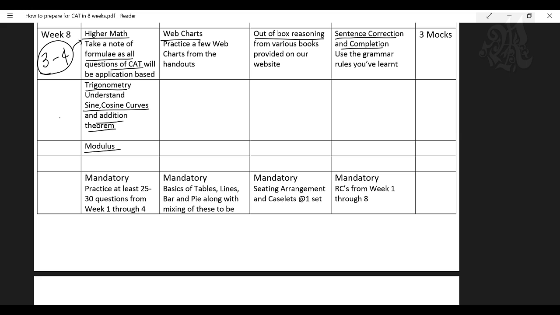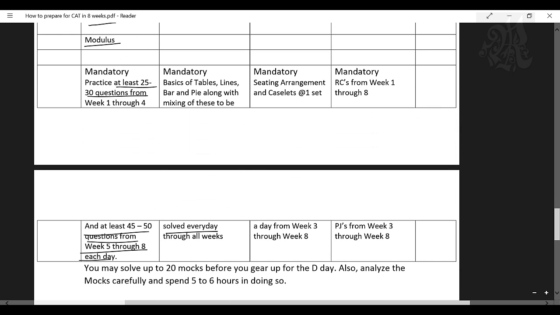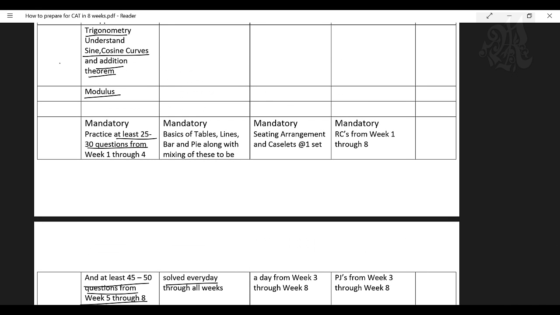Now the mandatory things that are supposed to follow from week 1 to week 8. When it comes to quant, you're supposed to practice at least 25 to 30 questions from week 1 to week 4, and at least 45 to 50 questions from week 5 to 8 every day. Keep that in mind. This is something mandatory per section. Mandatory for DI is to do basics of tables, lines, bars and pie, along with mixed charts, solved every day. You must do at least 1 to 2 questions of DI every day.